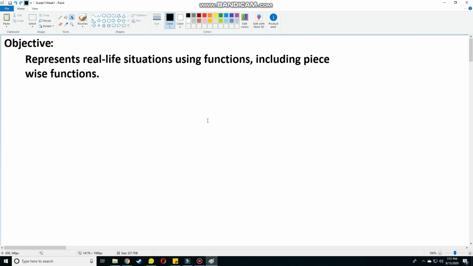Hi! Welcome to our grade 11 week 1 for HUMMS students. And our objective is to represent real-life situations using functions including piecewise functions.